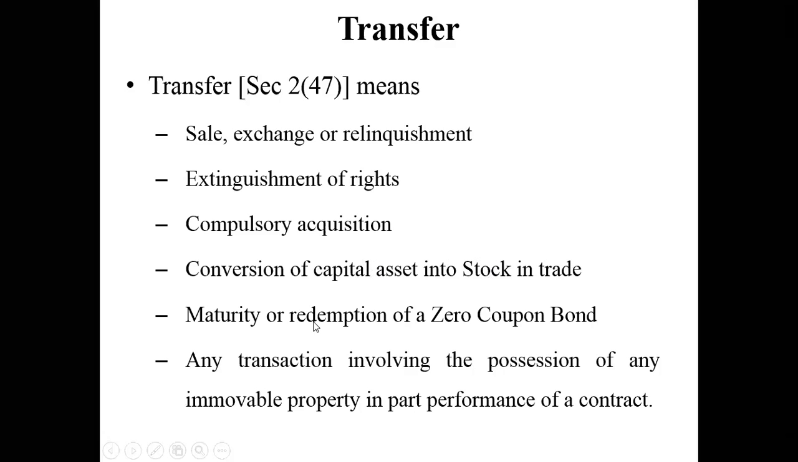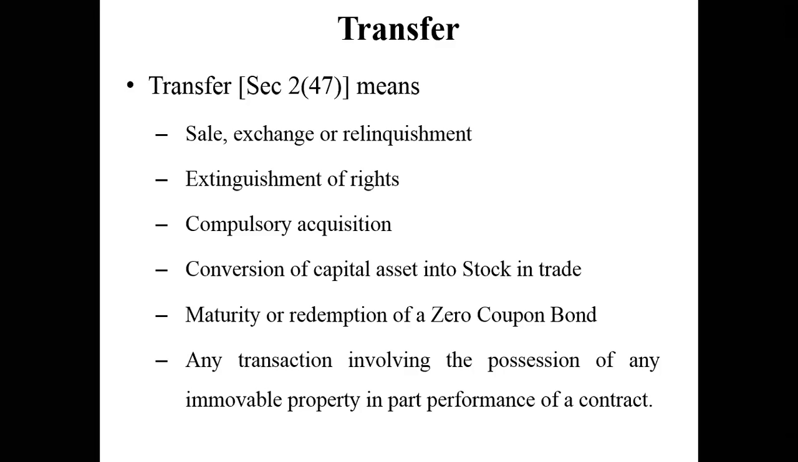Next is maturity or redemption of zero coupon bond. I hope you know what a zero coupon bond is. It is a bond issued by the government of India, or for that matter, state government or central government or any other central authority. These bonds do not have any interest payments. On the other hand, they are issued at a very steep discount, and they are redeemed on maturity at the face value. Okay, what does this mean?